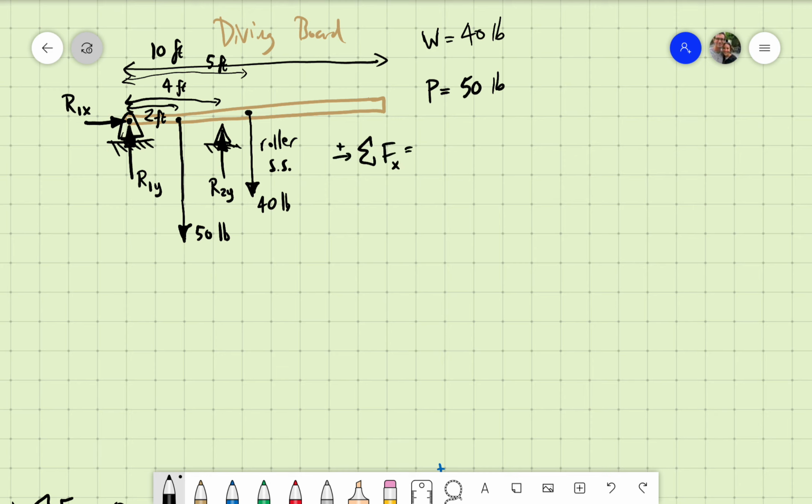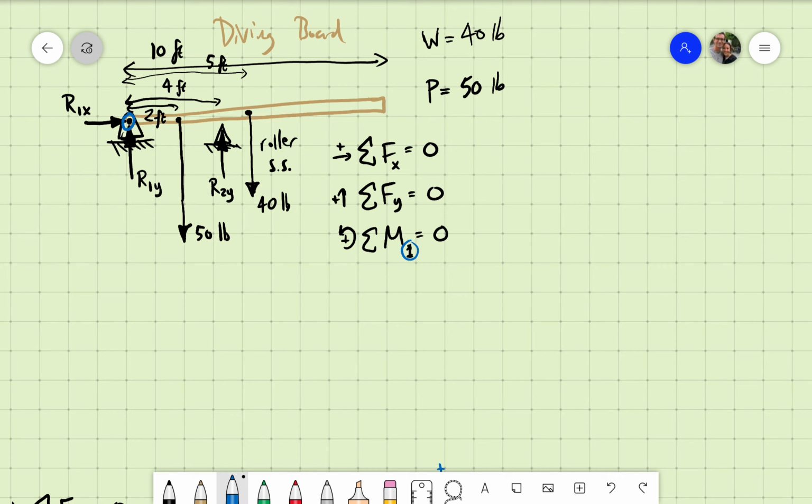The sum of all horizontal forces will be 0. The sum of all vertical forces will be 0. And the sum of all moments will be 0. And I am going to sum my moments. You know, I may as well just pick that location 1 again. I kind of like it. Okay, location 1 is this pin.